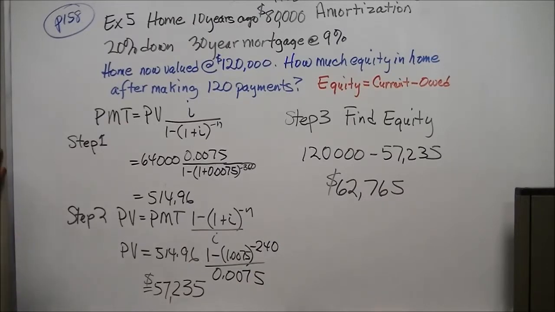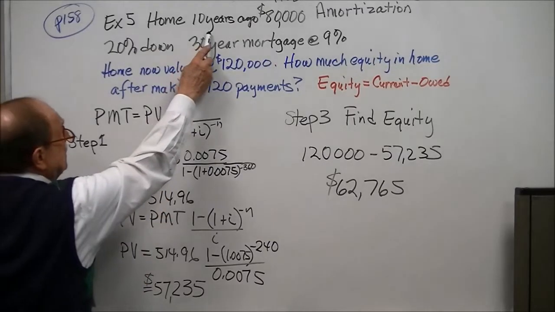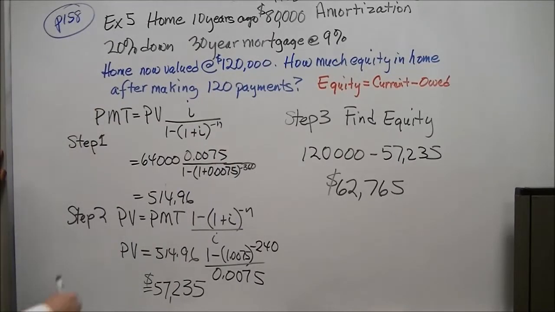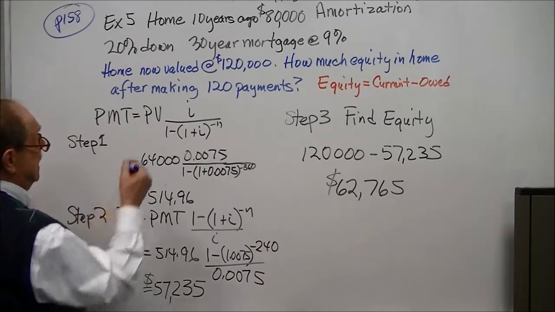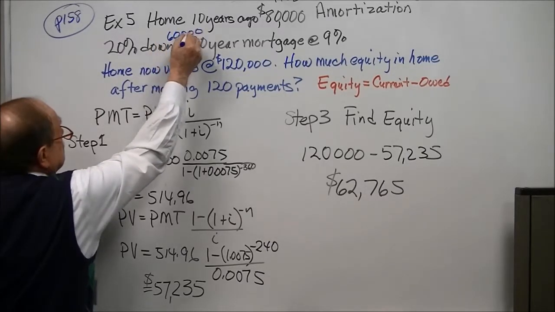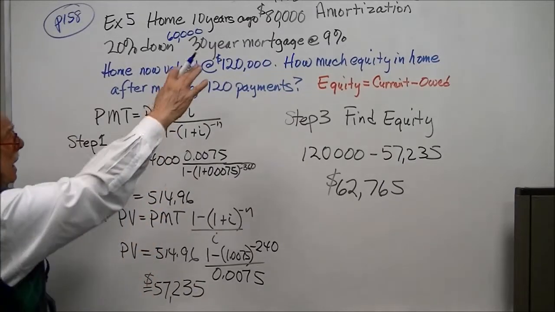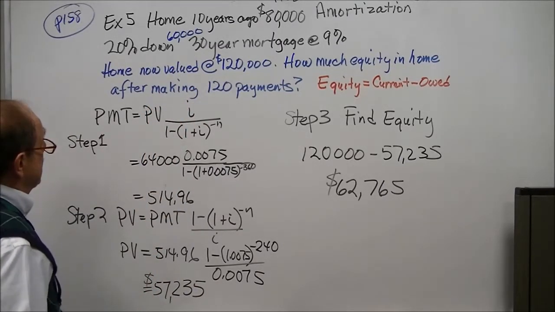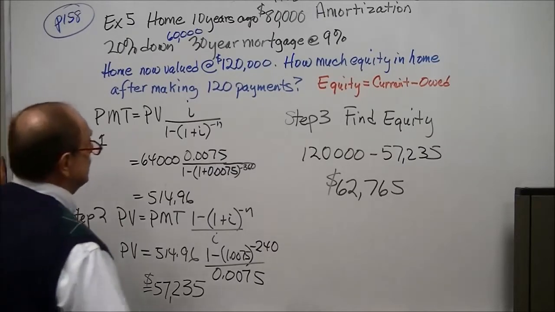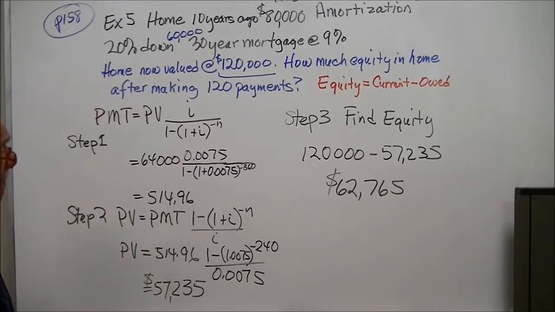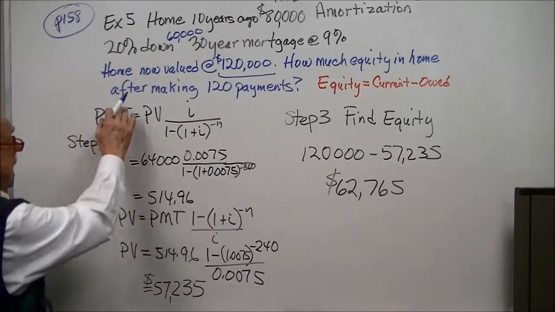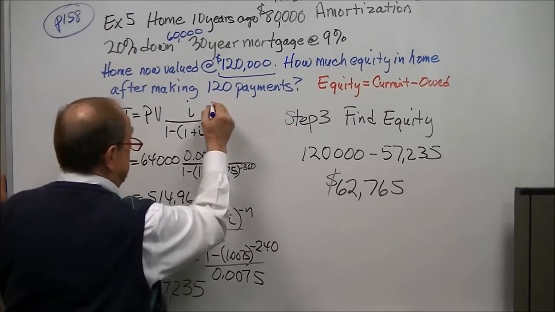Okay, in this case, we're talking about a home mortgage and a purchase of a home 10 years ago for $80,000. They put $20,000 down, and then they're going to mortgage the $60,000 that remains with a 30-year mortgage at 9%. Now, today the home is valued at $120,000, appreciated through time. How much equity in the home do the people have who own it after making 120 payments? That would be for 10 years.